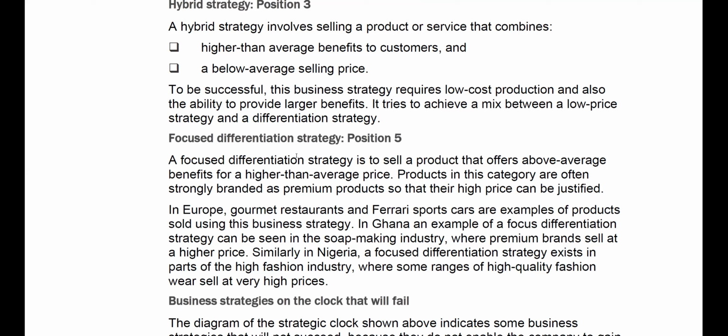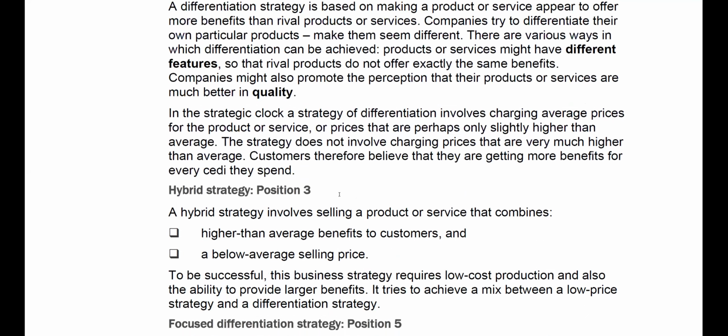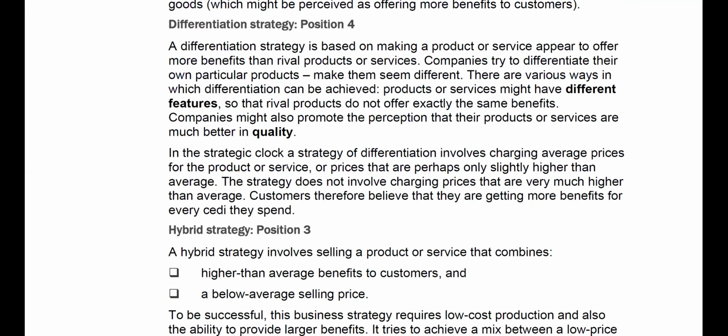It tries to achieve a mix between what? A low price strategy and a differentiation strategy, as I said earlier. Then we come to what we call position 4, which is differentiation. So differentiation, the price is high. It commands a price premium because of the quality or the features that went into it, which comes at a cost.